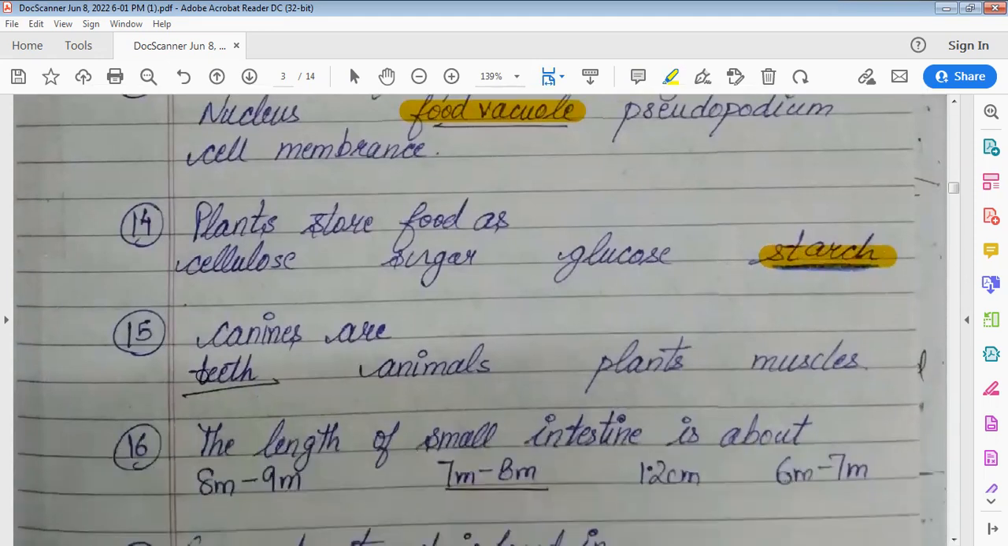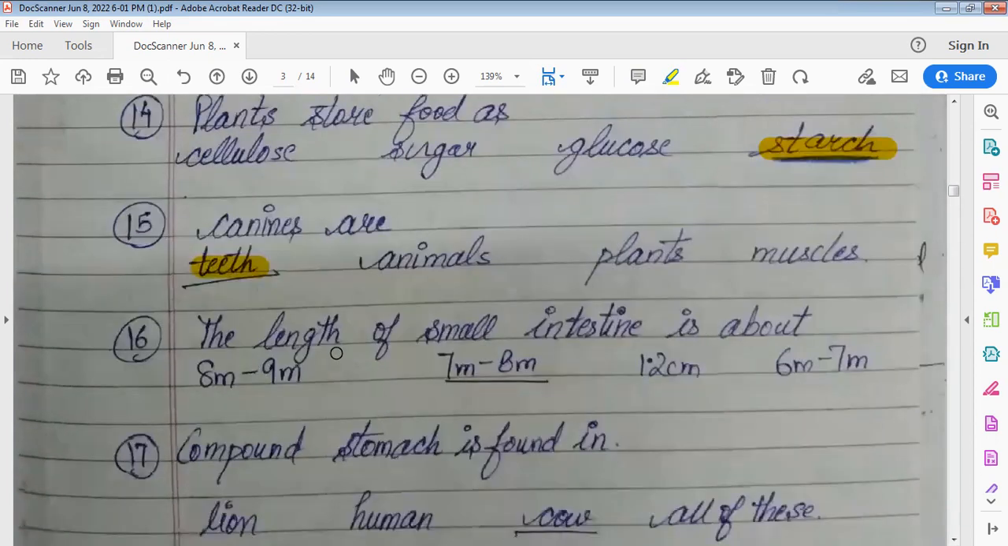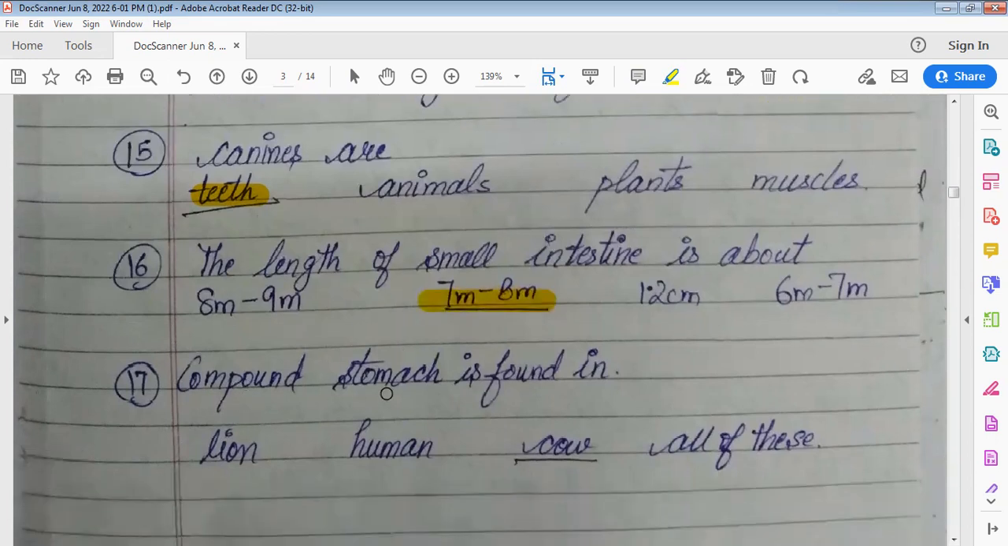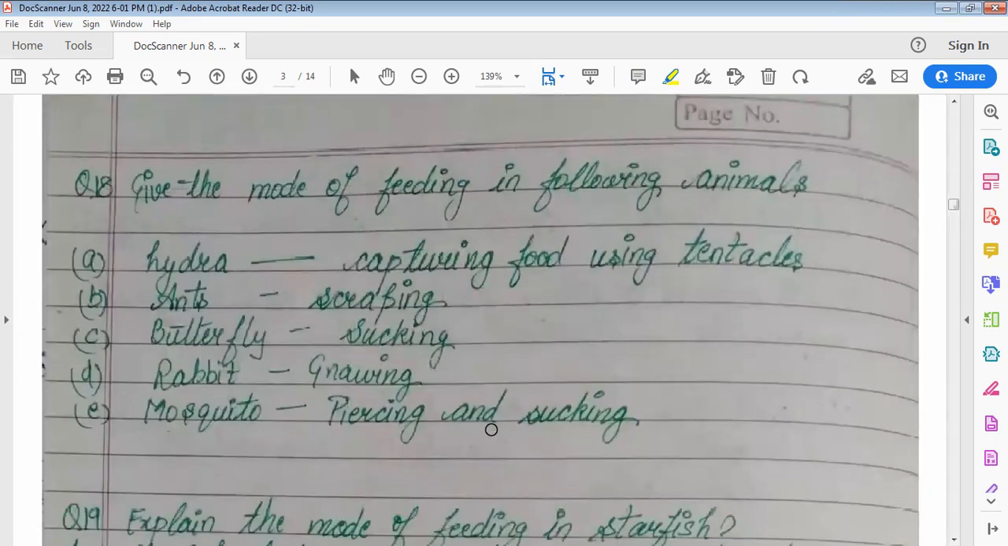Canines are a type of teeth. The length of the small intestine is about 7 to 8 meters. Compound stomach is found in cow. Give the mode of feeding in the following animals. Hydra, capturing food using tentacles. Ants, scraping. Butterfly, sucking. Rabbit, gnawing. Mosquito, piercing and sucking.